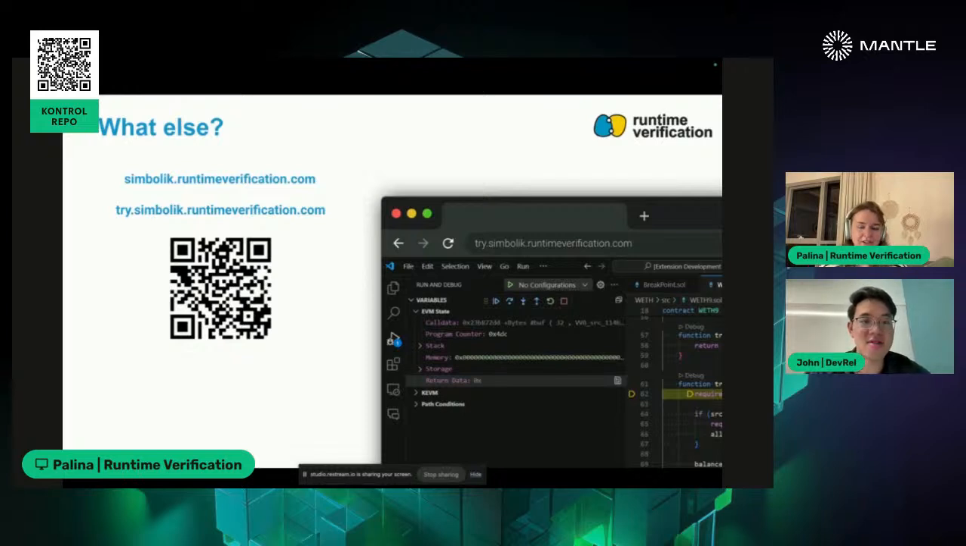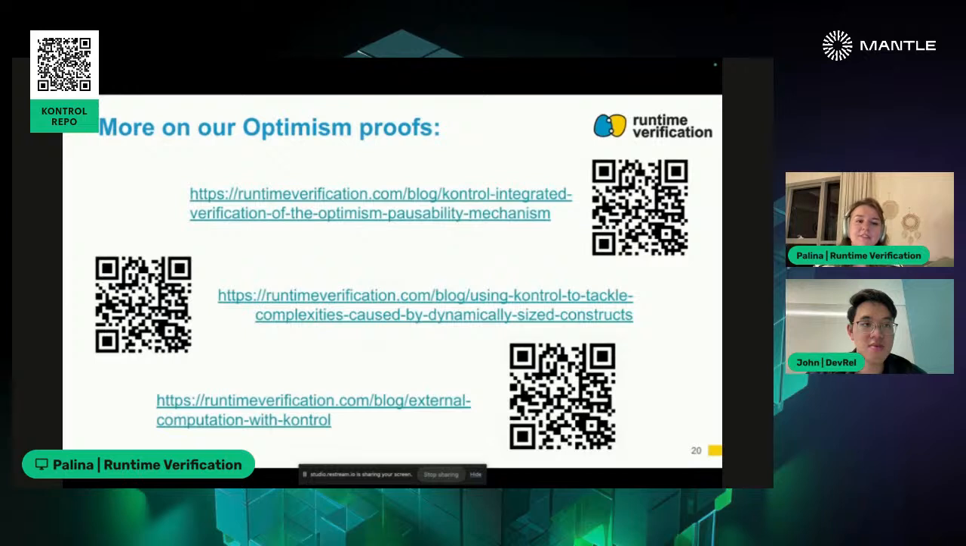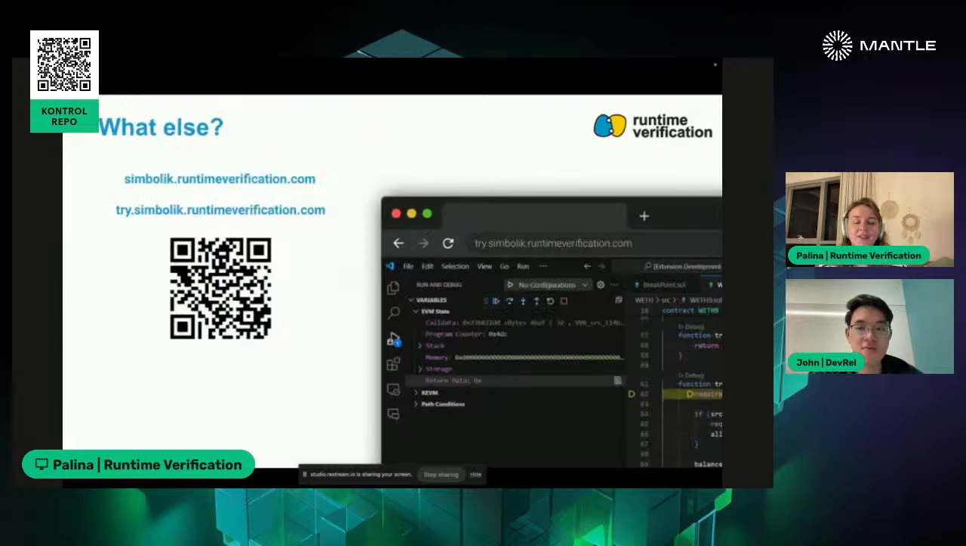Yeah, I guess that's about it. Thanks for mentioning Symbolic. We do have this debugger that is called Symbolic. It's in beta. It also has an online version that you can find using this link. We published several blog posts about how we verified Optimism proofs, because we had implemented some features to make sure that Kontrol works well on large code bases such as this one. So please feel free to check those out too. And yeah, thanks for having me.